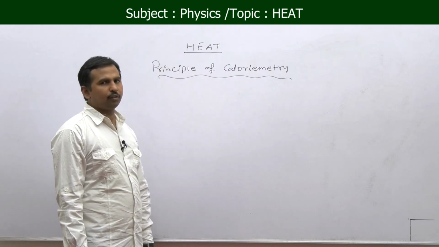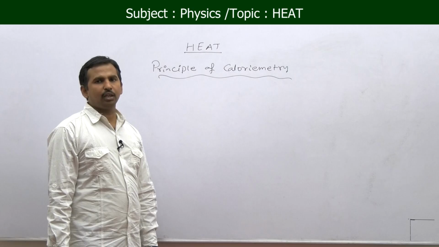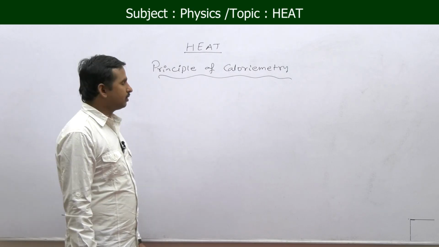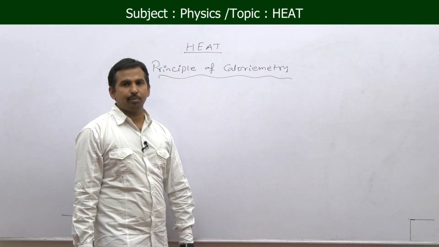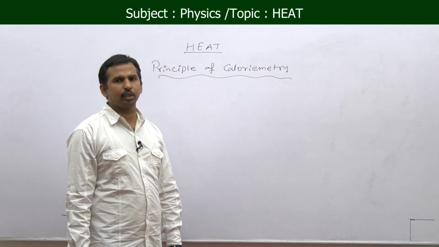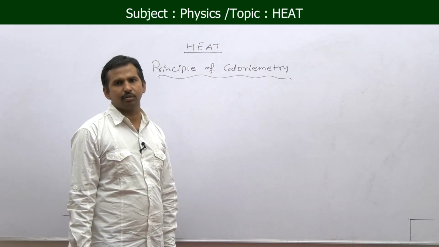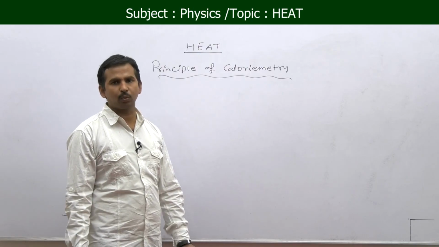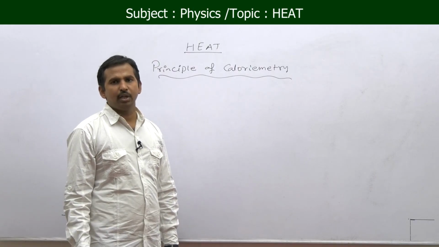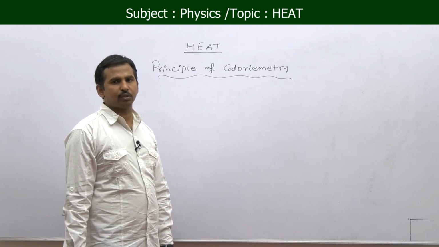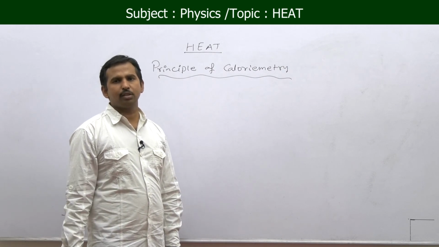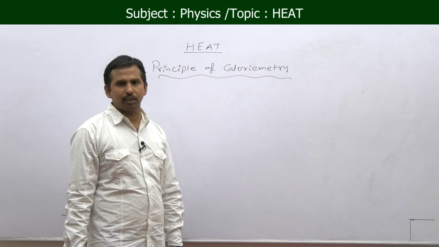In this principle of calorimetry, if you are taking any two bodies having different temperatures, I am taking a hot body and a cold body. When the hot body and cold body are in contact or mixed, like hot water and cold water, a transfer of heat takes place from the hot body to the cold body, that is, from the high temperature body to the low temperature body.